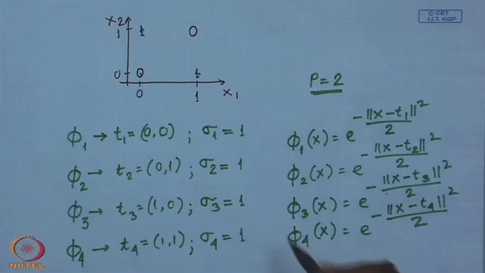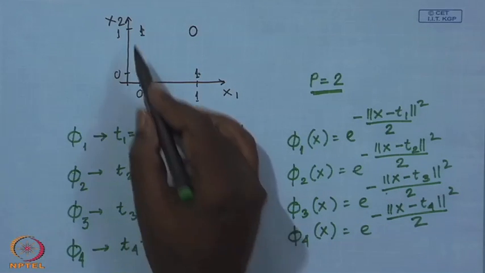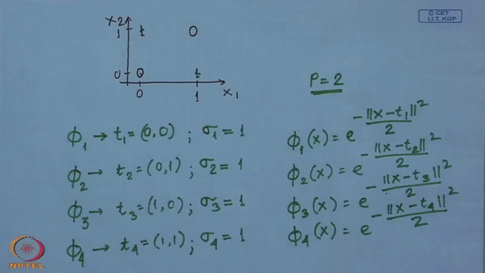So, if I compute these values for each of the feature vectors, taking 0 0 as one feature vector, 0 1 as another feature vector, 1 0 as another feature vector and 1 1 as another feature vector, the functional values will be something like this.